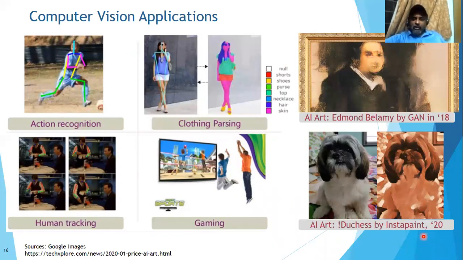Several applications, of course, all of us work with computer vision today. We can understand activity, we can understand attire, we can use it for gaming, we can create arts. The top one is actually an art created by a computer algorithm, in 2018. And the bottom is actually a picture of our dog.